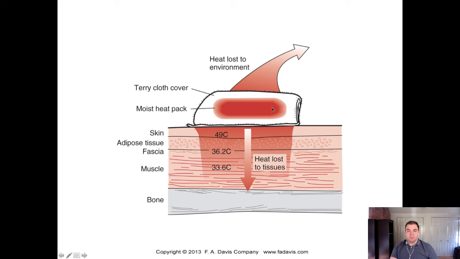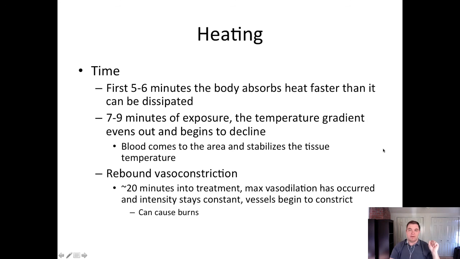Okay. Moist heat pack within a terry cloth cover, and then usually between the skin and the terry cloth you have more layers of towel. So that person I was just talking about forgot to put towels down. They put it within the terry cloth, right? So within here. You can see heat is being lost in the environment, definitely. And then as it gets deeper in the tissues, heat is lost. So your skin, adipose, and fascia layers are going to get the greatest amount of heat. Your muscle is going to get the least amount of heat.